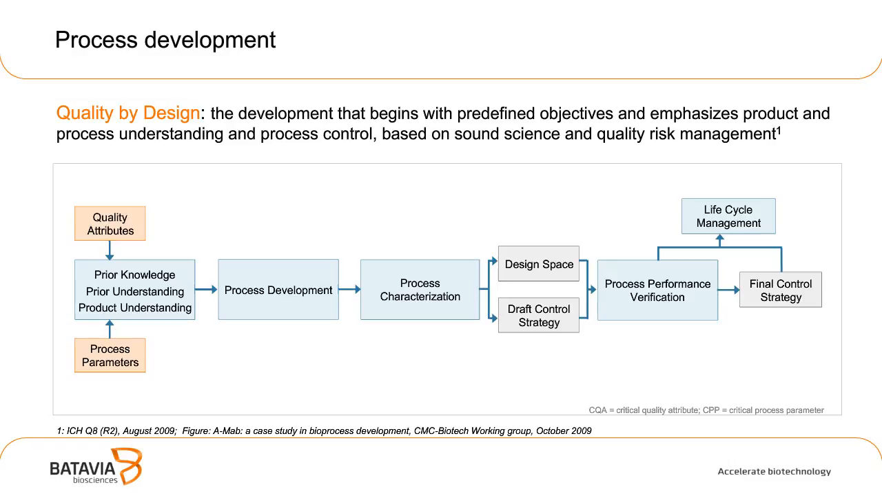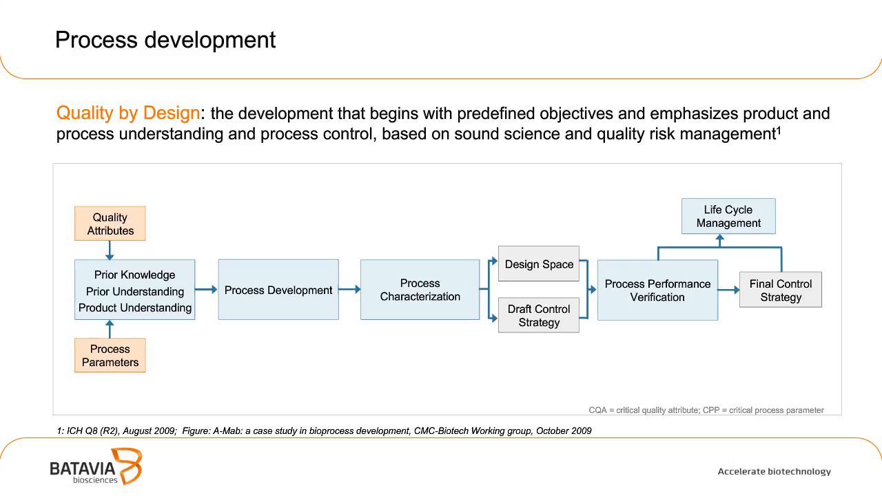Of course, you'll have a first process design that is based on the knowledge you have on the product you have. But to further develop this process, you'll have to think about a lot of parameters. So in your process development and process characterization, you will identify those process parameters that are critical and link those to the quality attributes that are critical for your products.